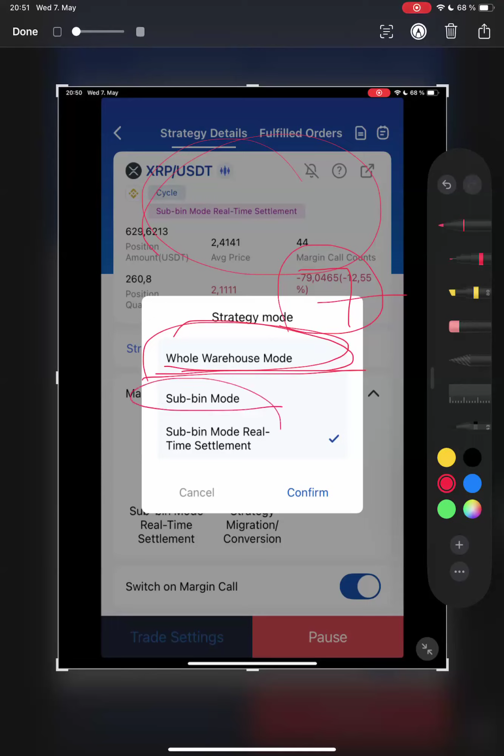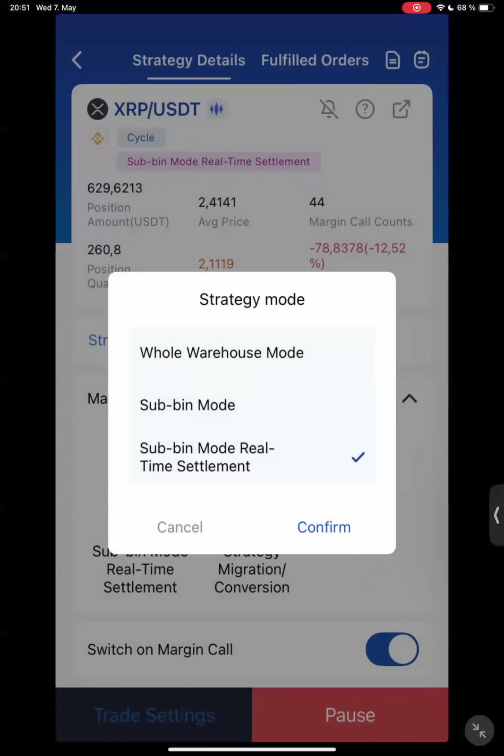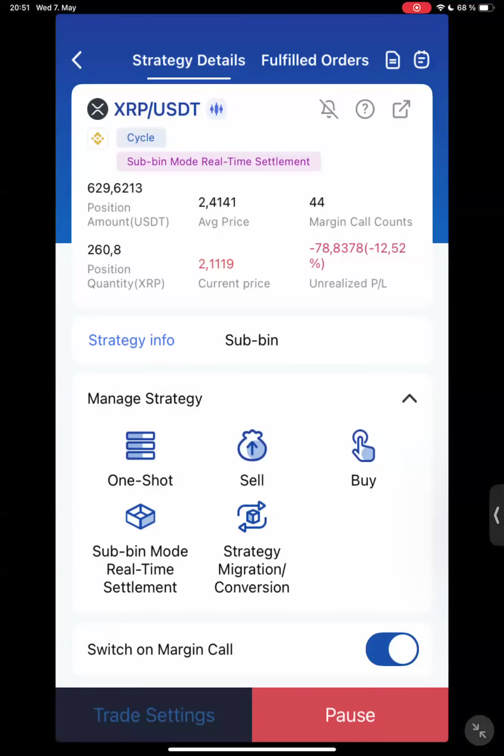Then we have sub bin mode. Now, the sub bin mode is what I explained, that it will sell the sub cells, but it uses the profit to draw the average price closer to the current price. Then with this sub bin mode real time settlement, it gives you the profit anytime it sells. It sells, it gives you the profit.